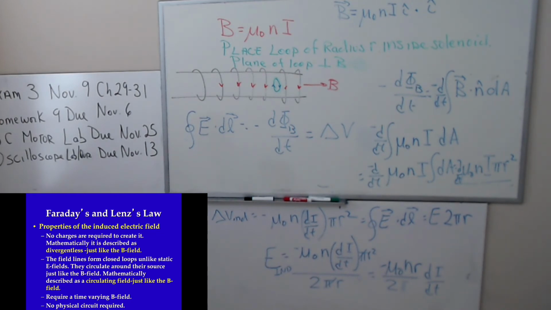So this induced EMF, induced electric field, requires a time-varying magnetic field, but no physical circuit is required for that to exist. If you put a wire inside the solenoid, it would cause the electrons to move along in a circle. All right, that's how you get the induced EMF and voltage.